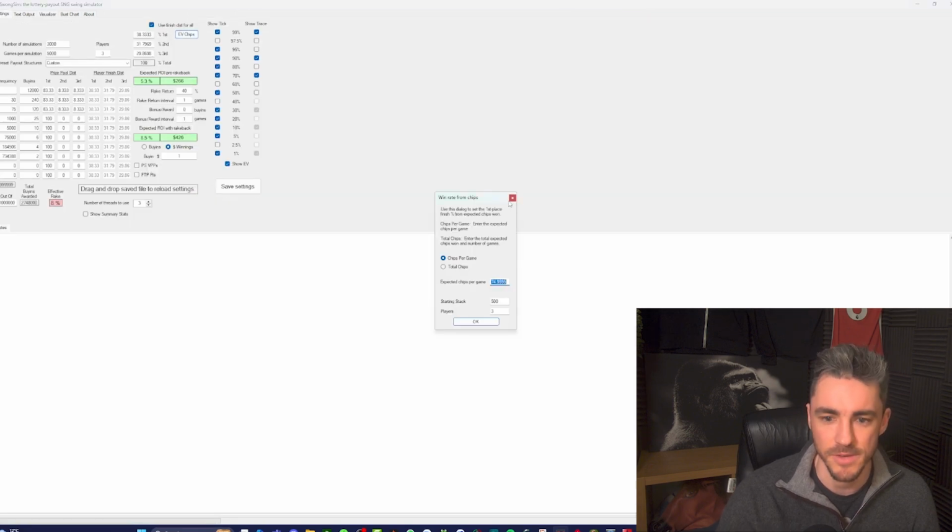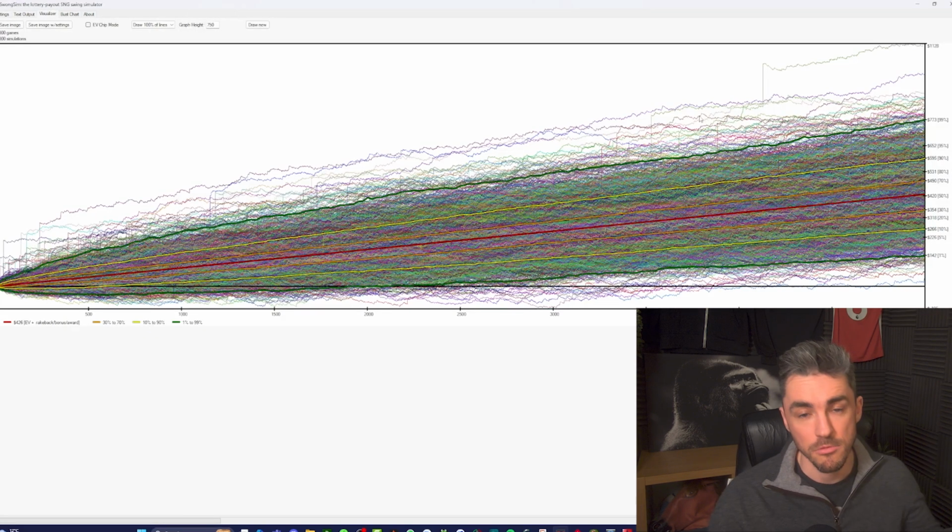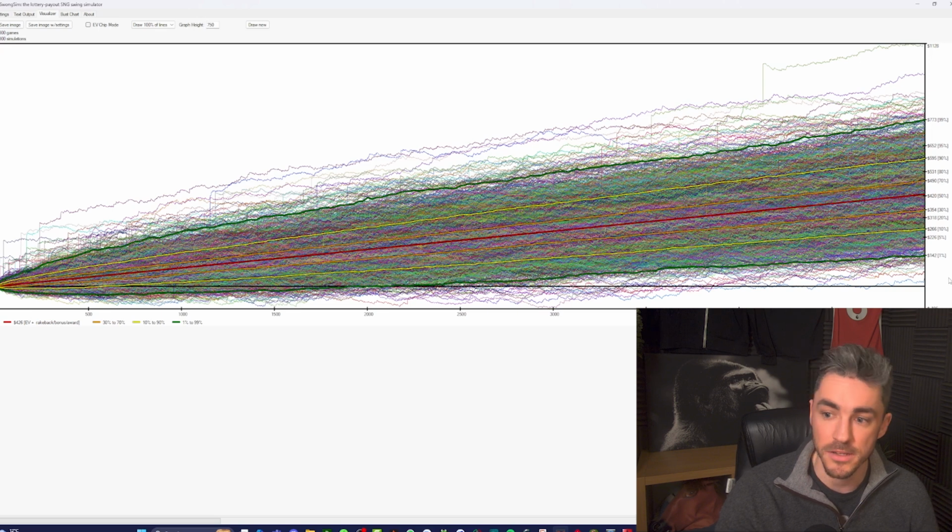It was 75 chips. So each of these little squiggles represents a simulation of that player's results over these 5,000 games. You can see that by the end of it, every single player's made money. That's pretty cool.